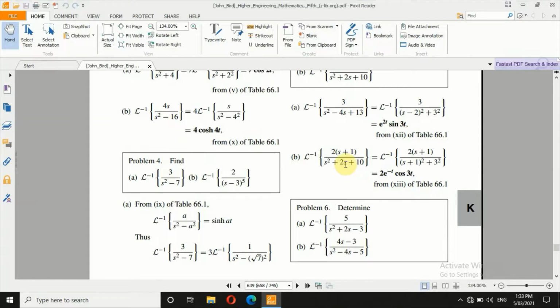The same thing is applicable to this problem too. But this one is going to be cos because you can see that we have x plus a. And then the shifting, that will be exponential minus t. So that is how to handle that.